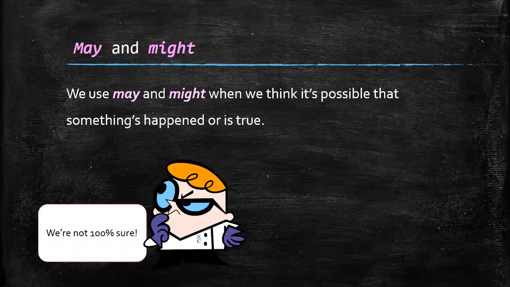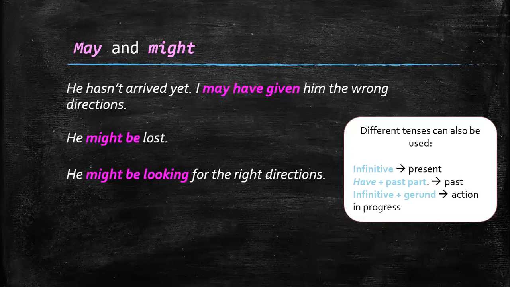We use may and might when we think it's possible that something happened or is true, but we are not 100% sure. There is a probability or a possibility in the present or in the past. For example, he hasn't arrived yet. I may have given him the wrong directions.